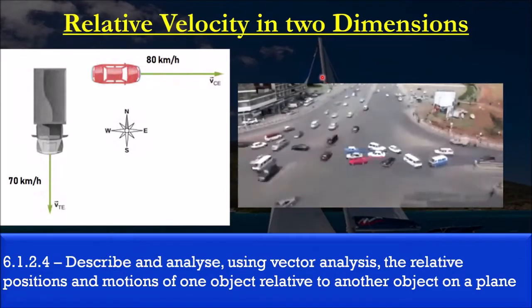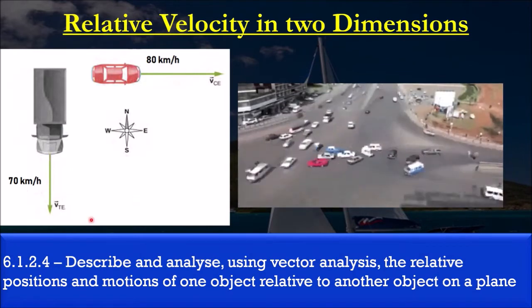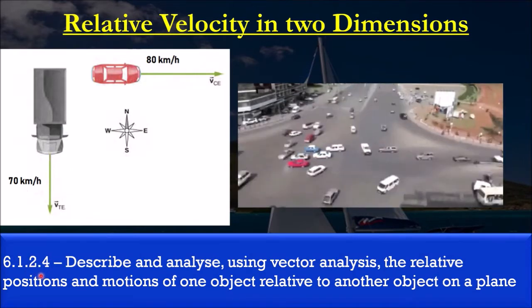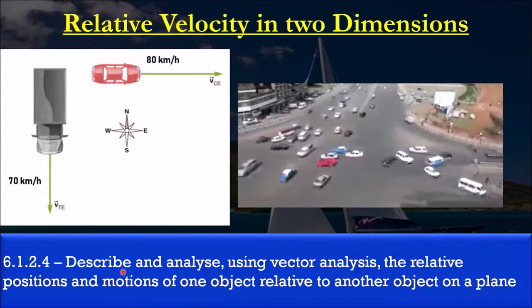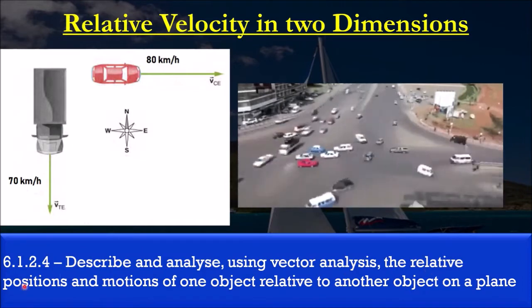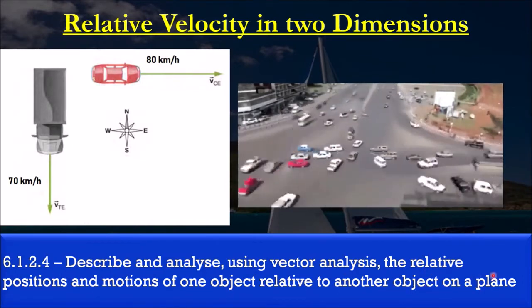Alright, welcome back. So today we're going to look at relative velocity in 2 dimensions. This is covering Module 1, Inquiry Question 2, and dot point number 4, which says describe and analyze using vector analysis the relative positions and motions of one object relative to another on a plane.